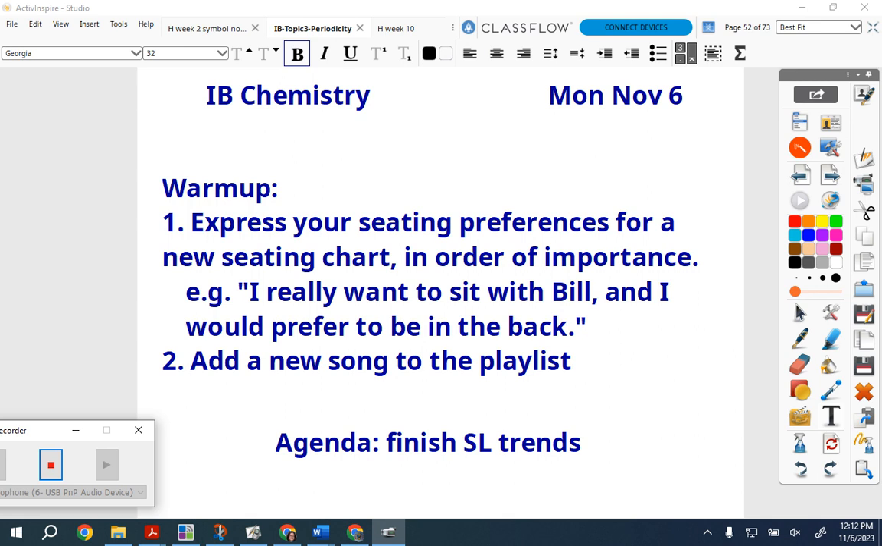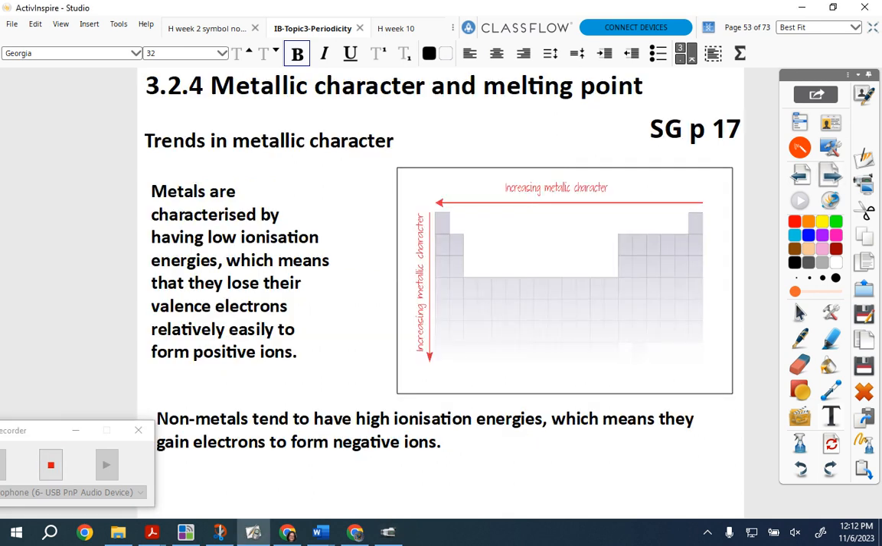So we only have a few things left to cover in this topic. One of them, we're going to start with this concept of metallic character. This is something that we've talked about with metals and nonmetals. The metals are over on the left side of the periodic table, and the nonmetals are up in the top right corner. Most of the periodic table is metals, but what makes something a metal versus a nonmetal?